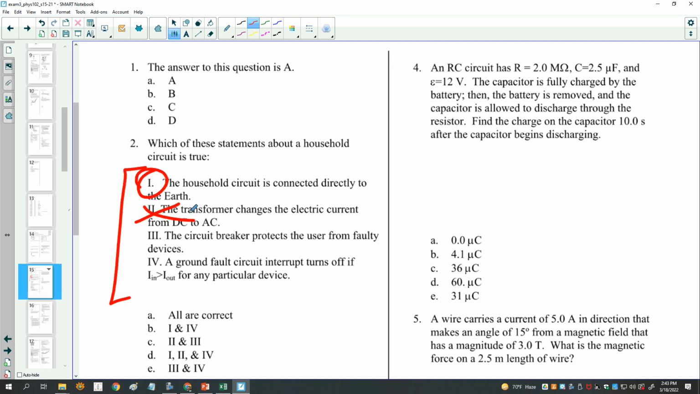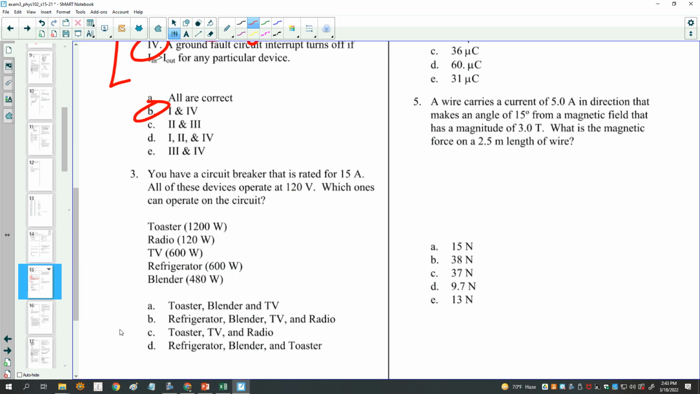The circuit breaker protects the user from faulty devices. That's not true. That would be your grounding that protects you from faulty devices. GFCI maybe, but mainly the grounding. And a ground fault circuit interrupter does turn off. So let's see, 1 and 4 are the correct answers.